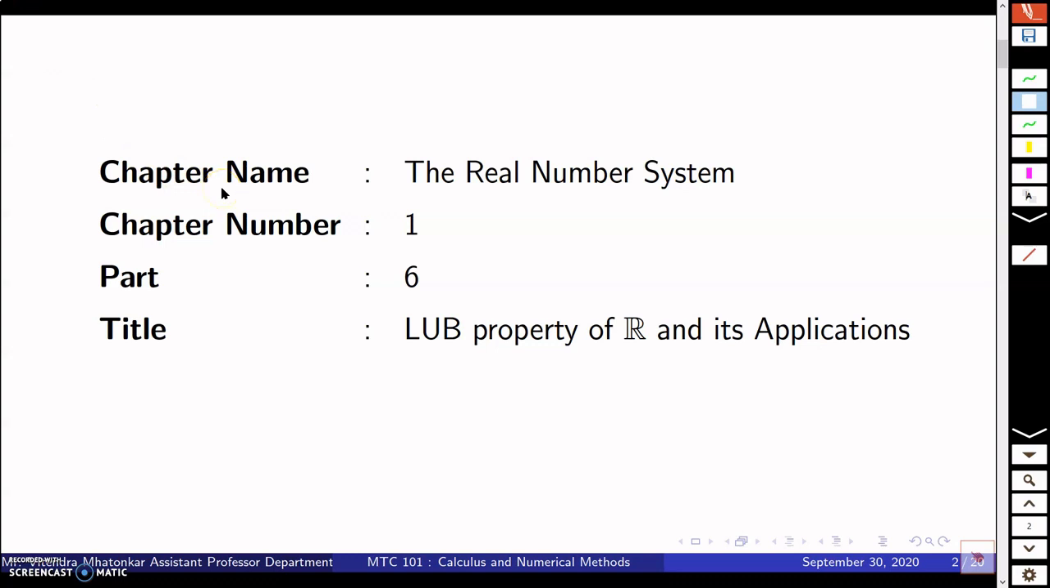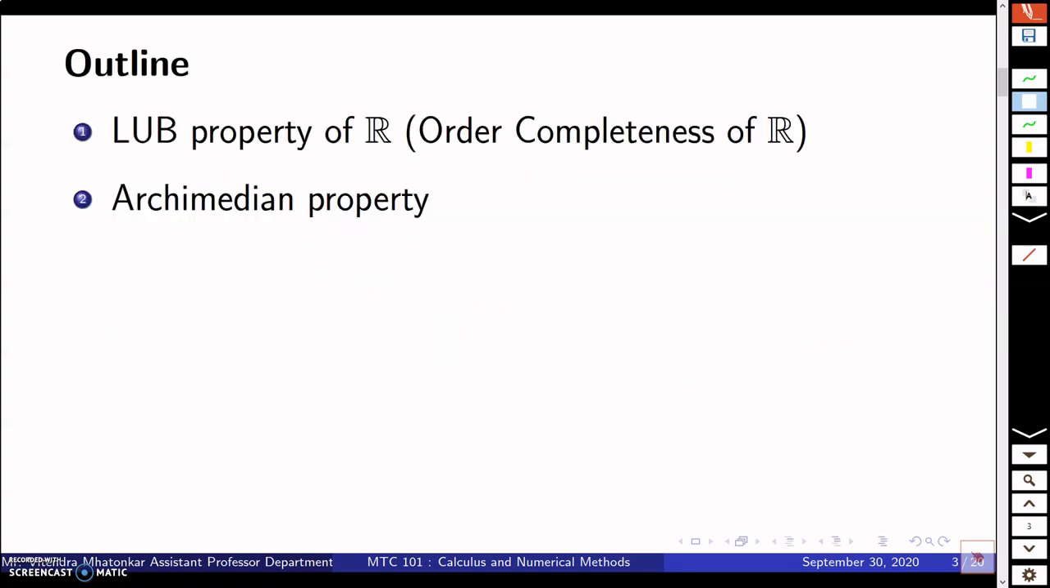This is part 6 of the first chapter, the real number system, and the title is LUB property of R and its applications. Outline of this video: LUB property of R, which is also known as order completeness of R, and Archimedean property.